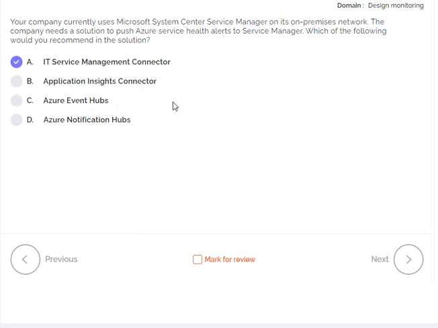Event Hub has a different purpose, and Notification Hubs have a different purpose. Okay, let's move to the next question.